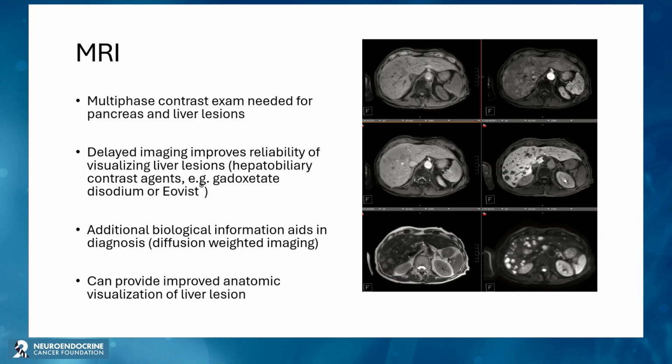Finally, we get more biological information from diffusion weighted imaging. So on the bottom row on the right, you can see that there are multiple bright spots that correlate with the dark spots seen in the second row image. And so those are areas showing diffusion restriction, and that further confirms that these locations are metastases.